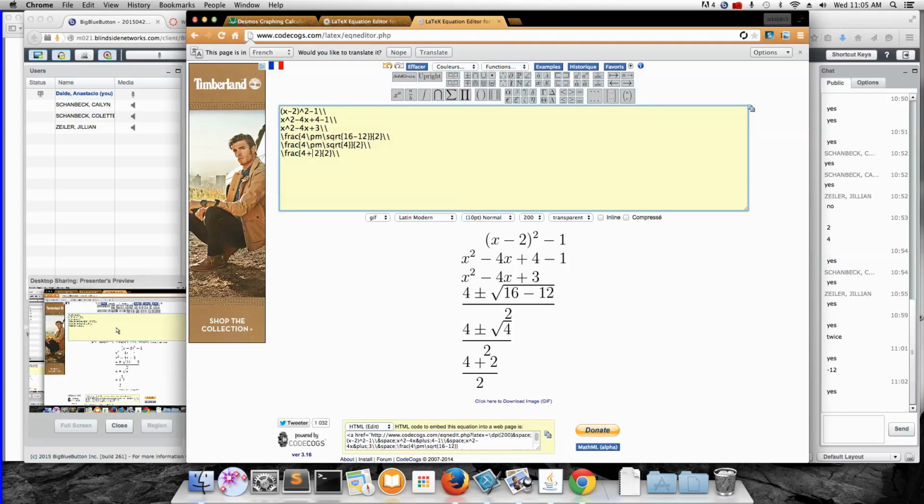Four plus 2 divided by 2 is 3, I think, right? And then the minus version is, what is 4 minus 2 divided by 2? Well, that's 1. Because 4 minus 2 is 2, divide that by 2, 2 over 2 is 1. Are we cool with this, or did I lose you anywhere?